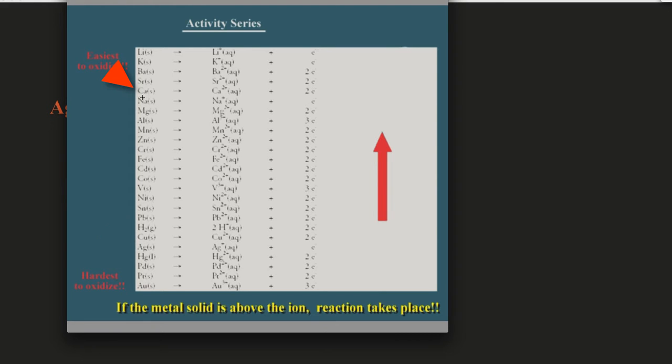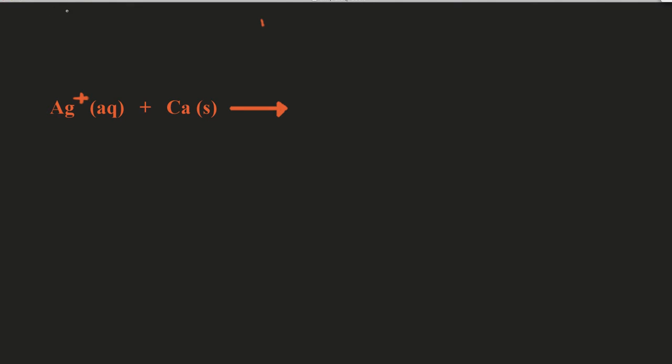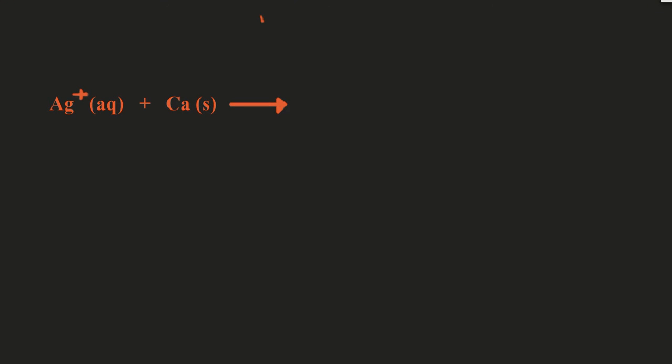What does that mean to you? Well, that means that calcium will easily give up its electrons so that silver can pick them up. And when it gives up its electrons, they literally switch places. Silver becomes the solid and calcium goes into the solution with whatever anion is present. Alright? That tells you immediately which one is undergoing oxidation and which one is undergoing reduction.